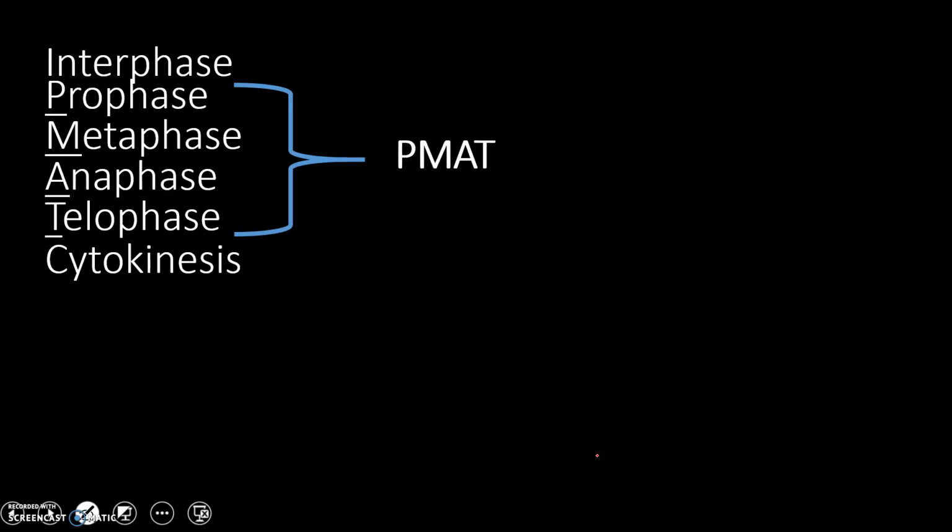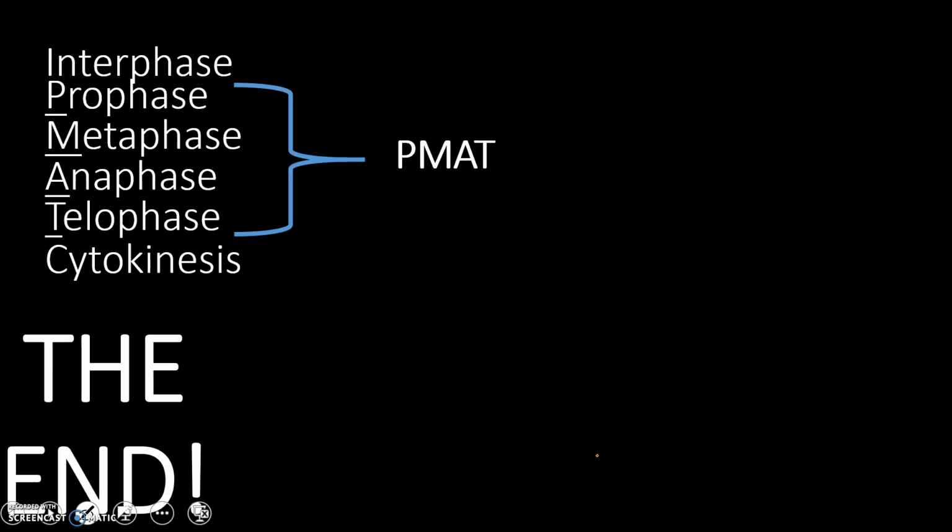In short, the cell cycle, the entire life of the cell, starts off with interphase. We go to prophase, metaphase, anaphase, telophase, cytokinesis. PMAT, if you want to remember just the steps of mitosis, PMAT, division of the nucleus. And that is mitosis, and I hope that was helpful.